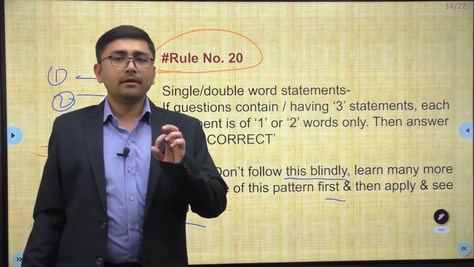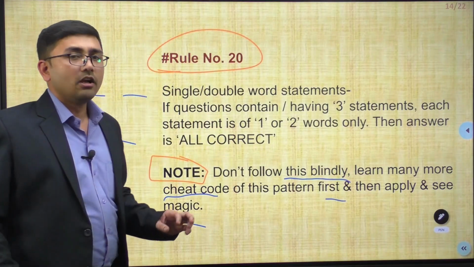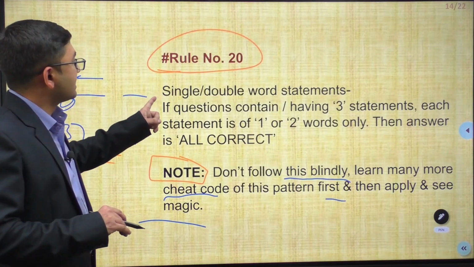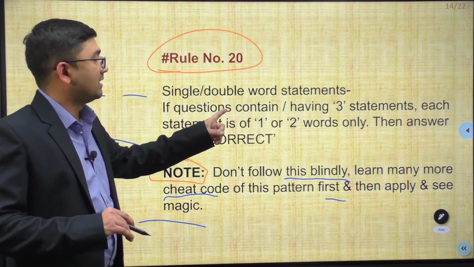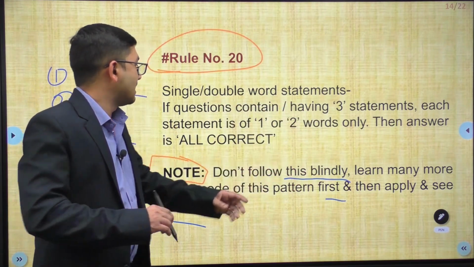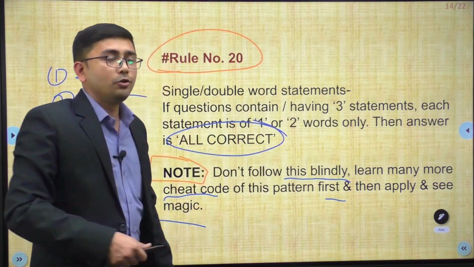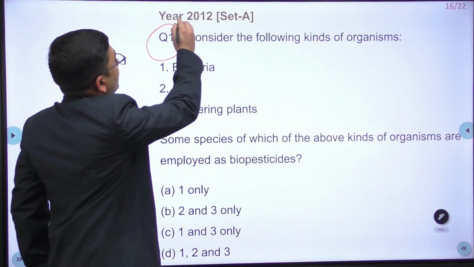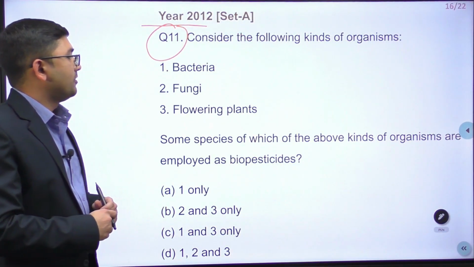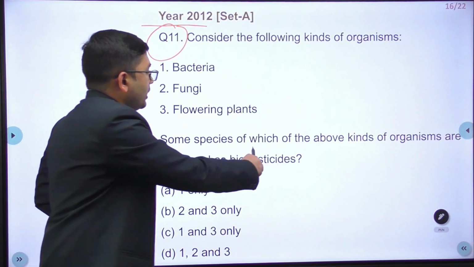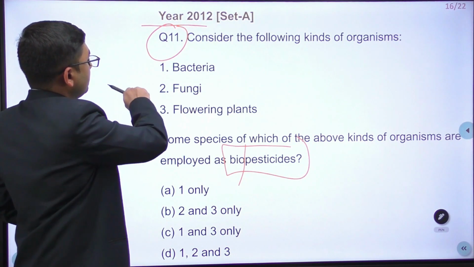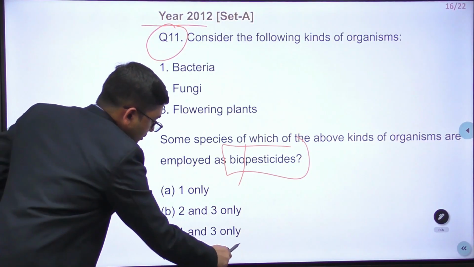So you are going to learn many more cheat codes of this pattern, but listen to my words, what Arvind sir said: single double word statements, if a question contains 3 statements, each statement of 1 or 2 words only, then the answer is all correct. I am going to show you. Year 2012, question number 11, set A: consider the following kinds of organism. Some species of which of the above kinds of organism are employed in biopesticides? Bacteria, fungi, flowering plant: 1 word each.